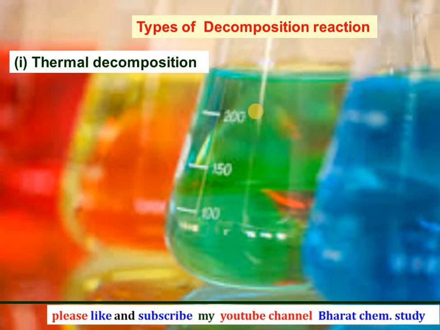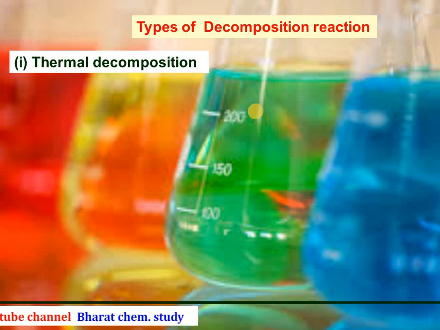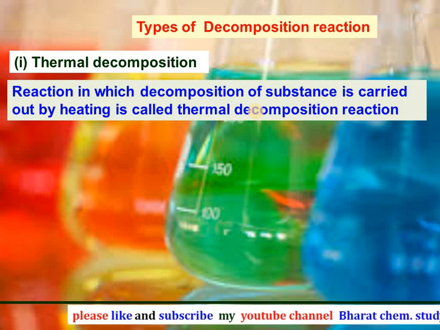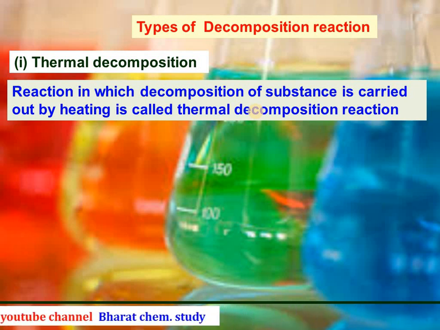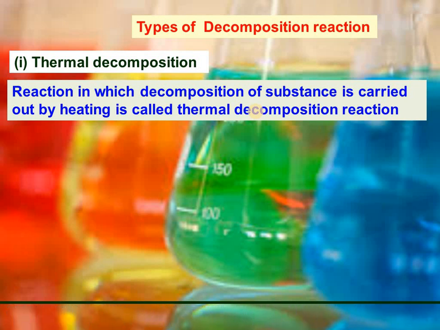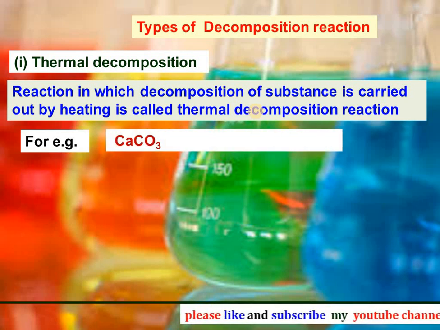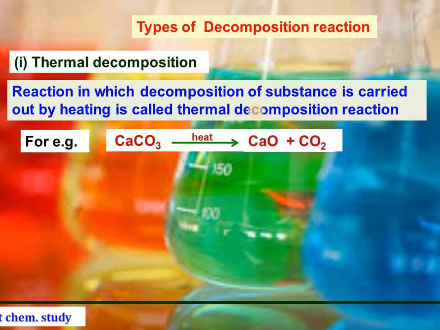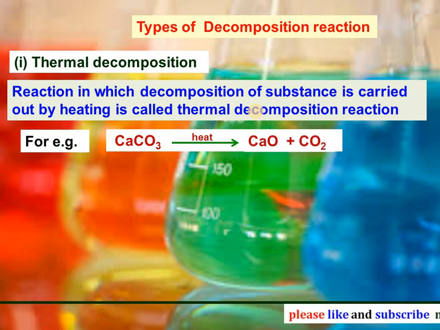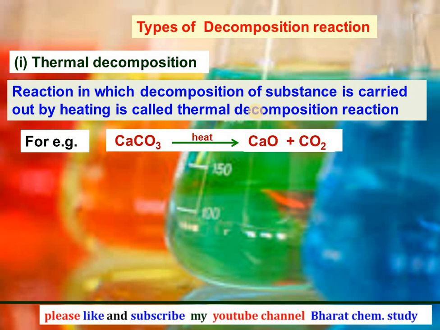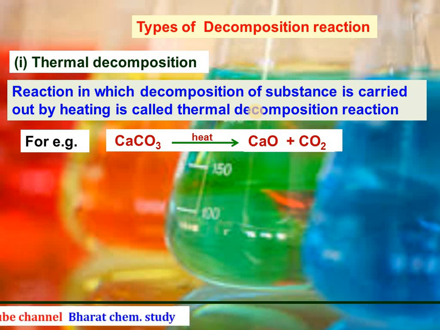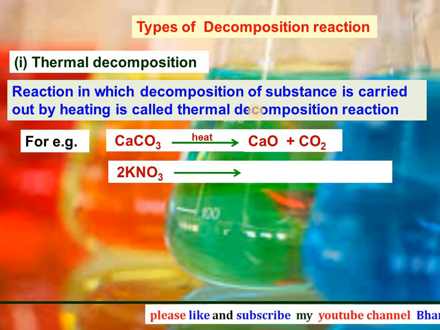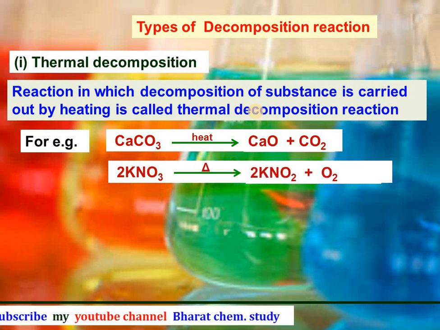First, thermal decomposition. It is clear from its name, thermal means heat. So the reaction in which decomposition of a substance is carried out by heating is called a thermal decomposition reaction. For example, calcium carbonate decomposes only on heating to give calcium oxide and carbon dioxide. So it is an example of thermal decomposition because calcium carbonate decomposes on heating. One more example: potassium nitrate decomposes on heating to give potassium nitrite plus oxygen.